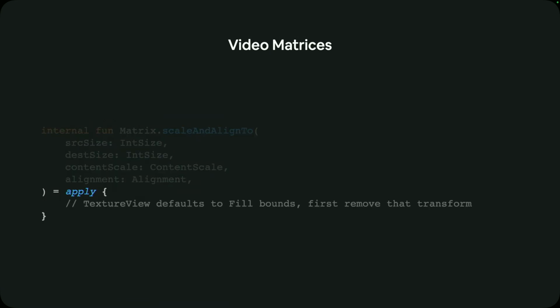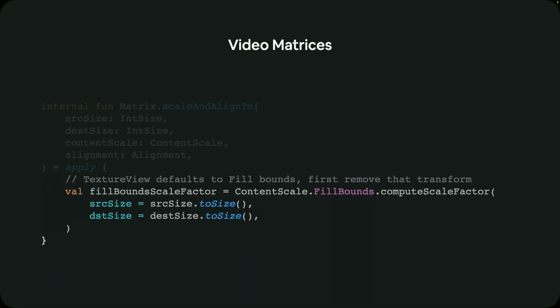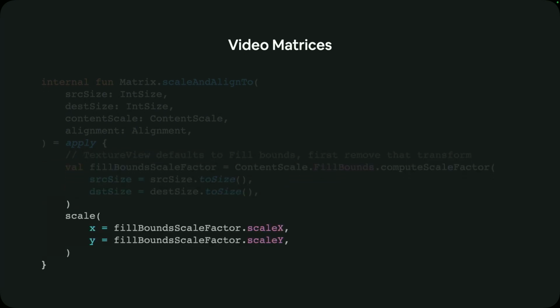For this, I'm going to be using a TextureView. By default, the TextureView in Android, you put any video in it, it will just stretch it to fit the bounds. This is how simple matrix manipulation is in Compose. I already have a fill bounds applied to the TextureView, and I want to get rid of it. So I'm going to create a fill bounds content scale, create the scale factor, and apply the scaleX, the scaleY. But at this point, I now have a double fill bounds.